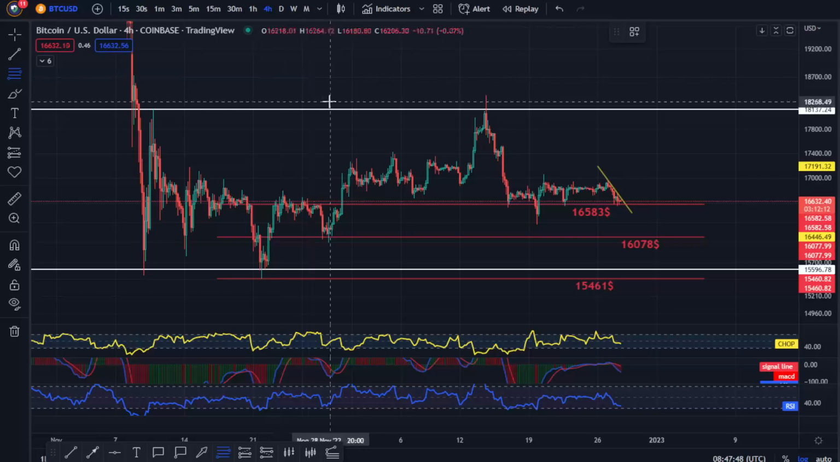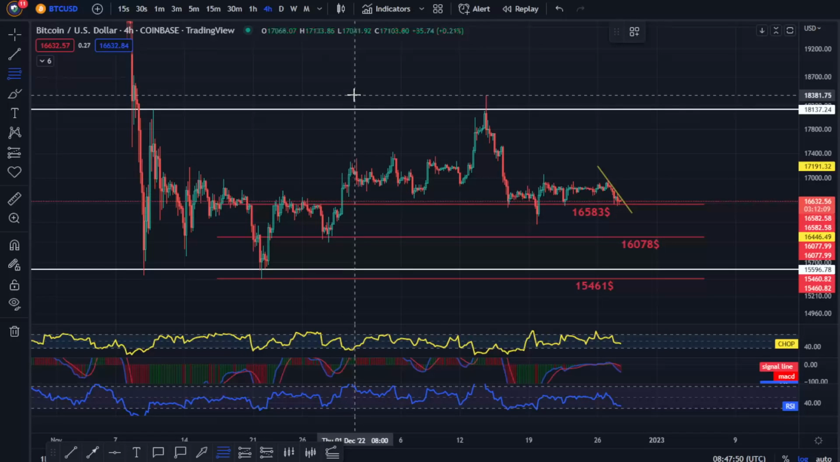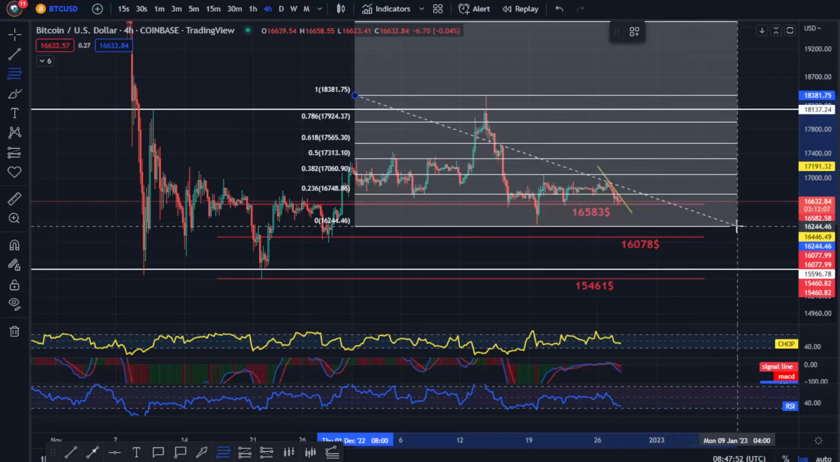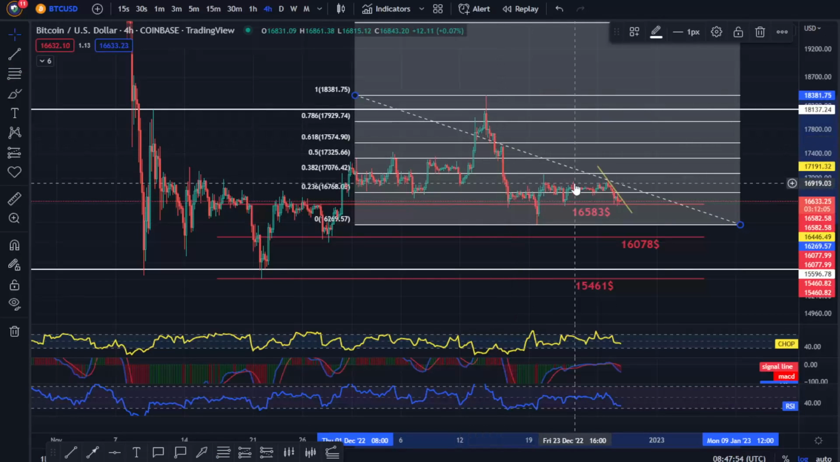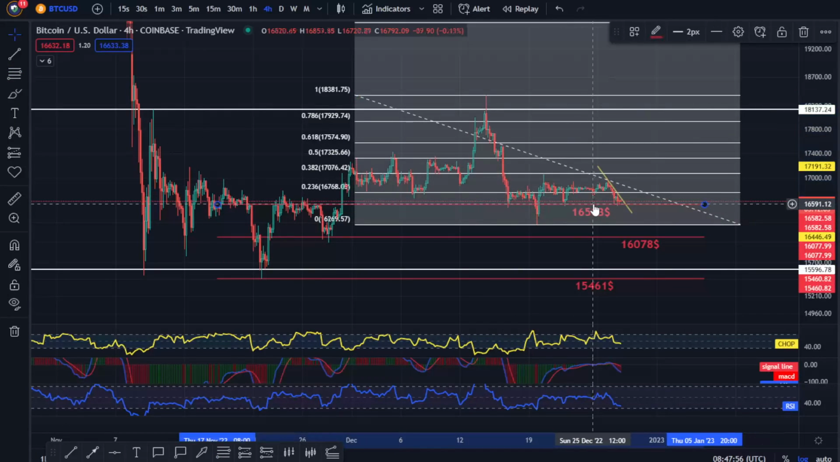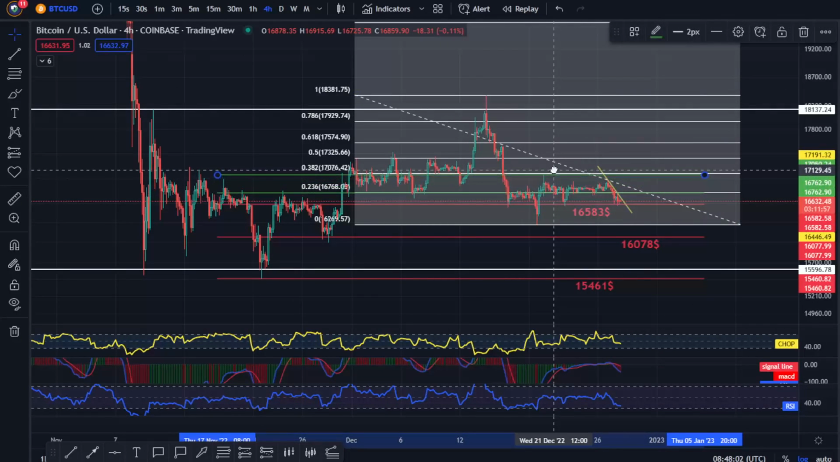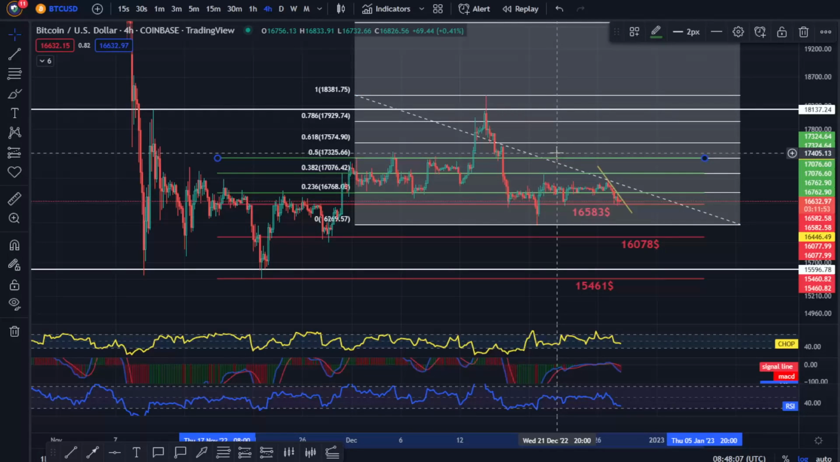Looking the other way, also using fib retracement, we will check the places where the price should encounter resistance when the increases begin. As we can see, the first resistance is at $16,763, the second resistance is at $17,077, the third resistance is at $17,325, and the fourth resistance is at $17,576.